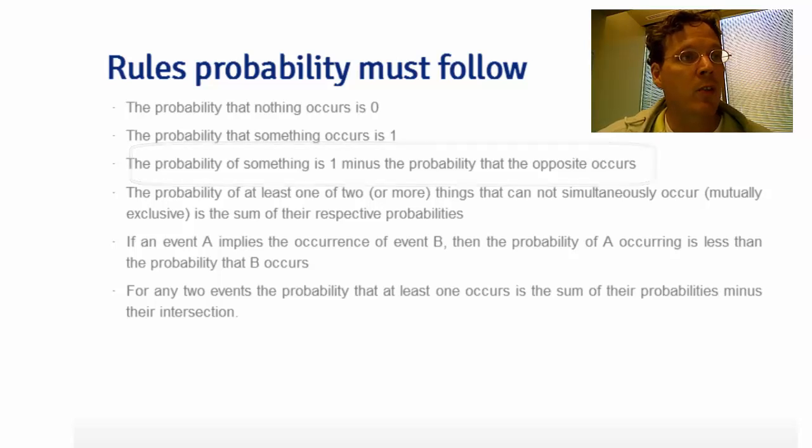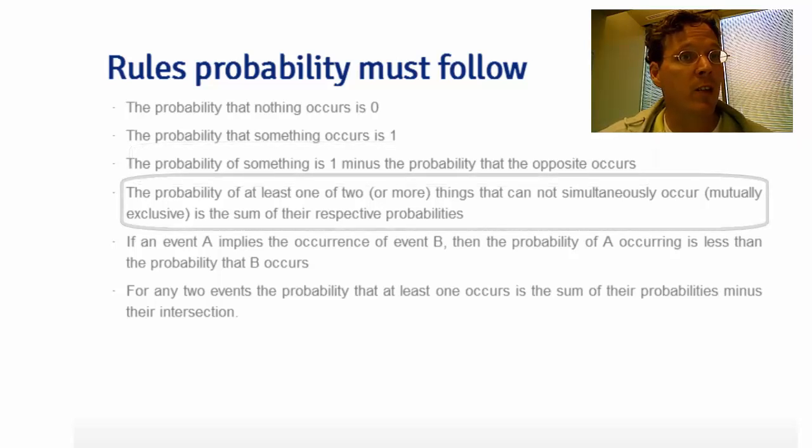The probability of at least one of two or more things that cannot simultaneously occur, we call sets of things that cannot simultaneously occur mutually exclusive, is the sum of their respective probabilities. This was part of the basic definition that we outlined in the previous slide.